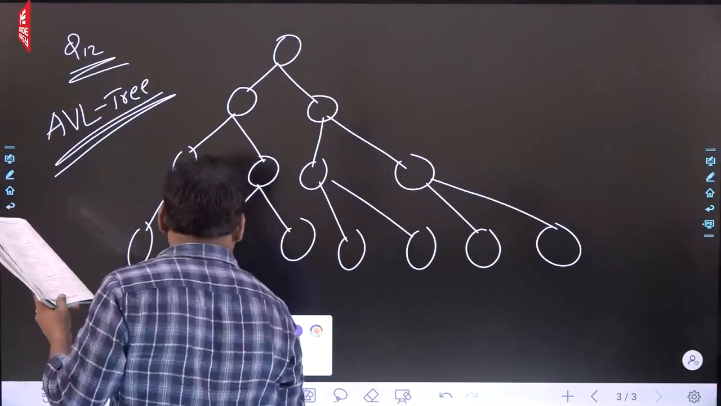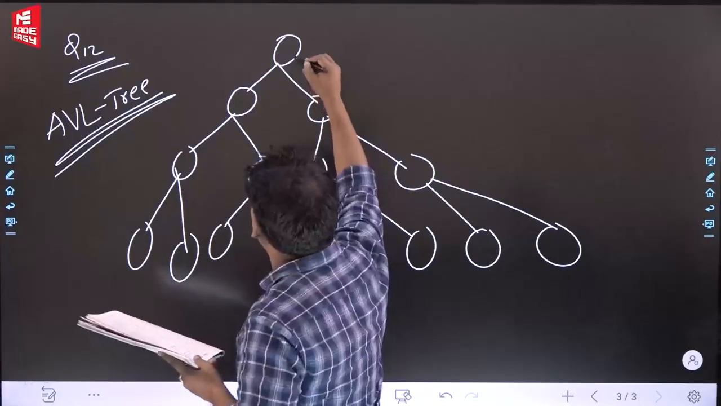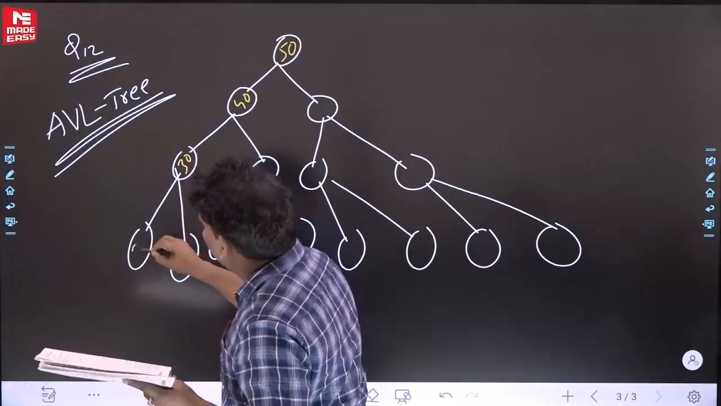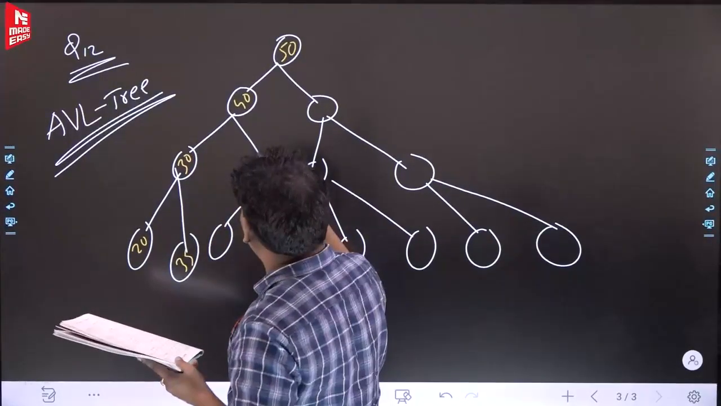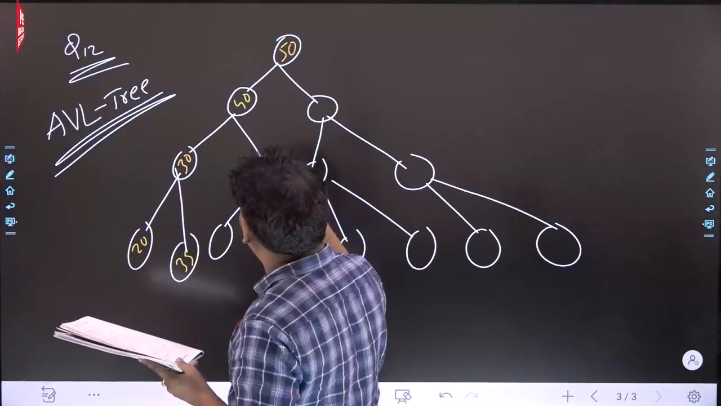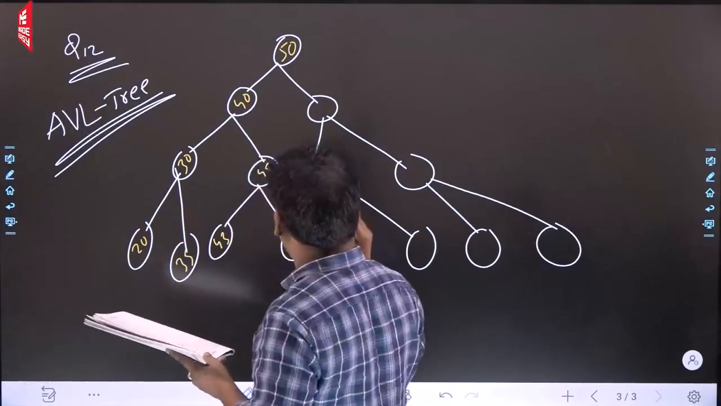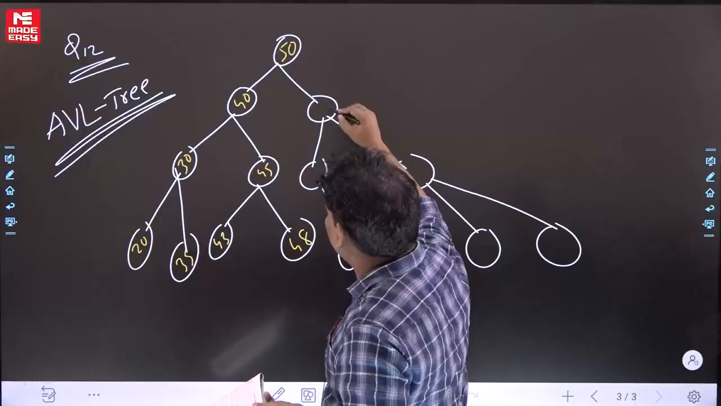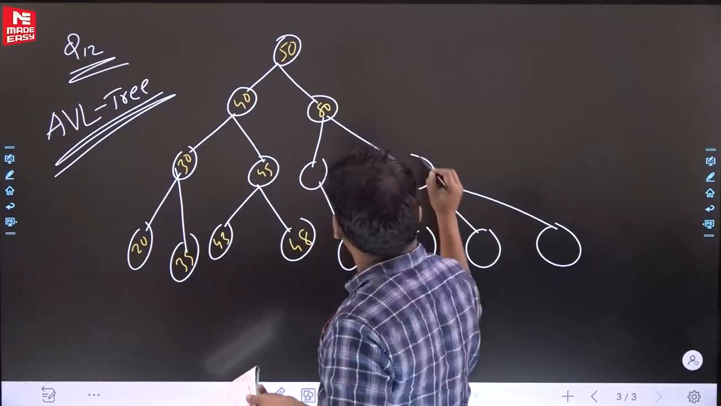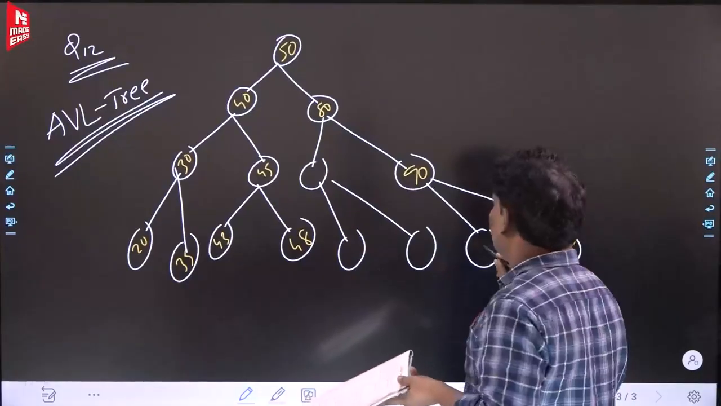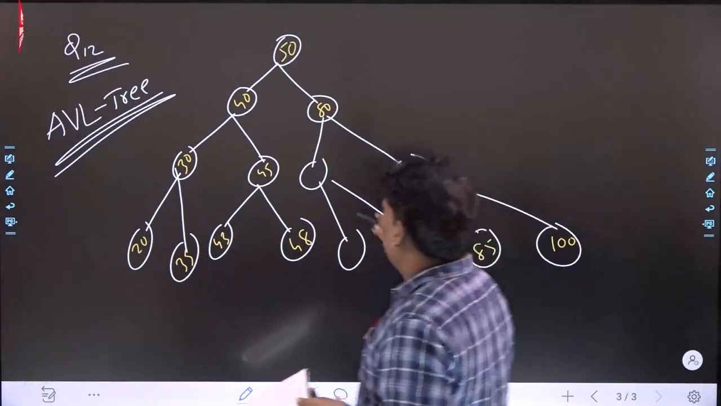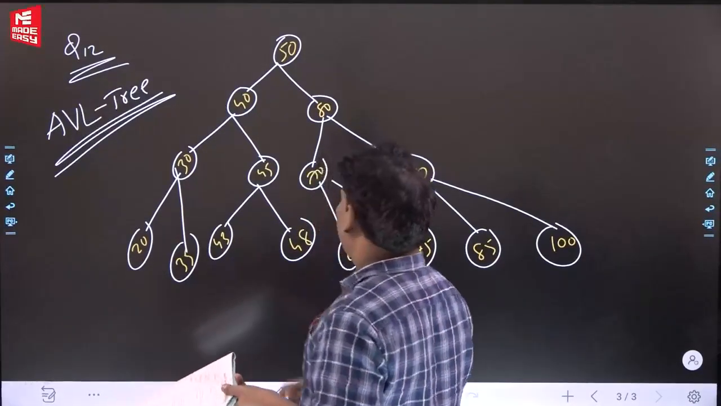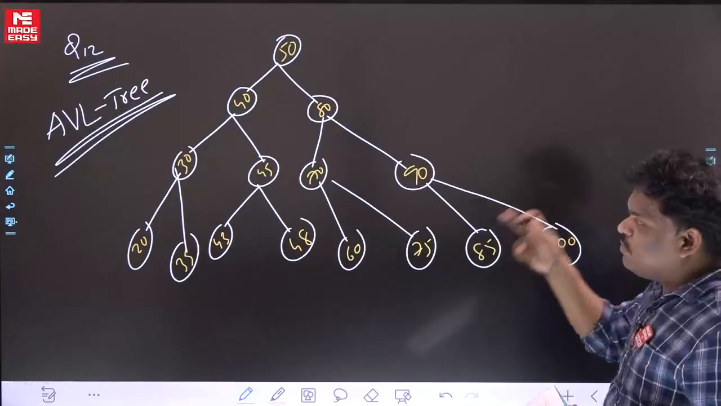Now let me give some values also. What is the meaning of BST? Left smaller, right greater. Let me check here. It is 50, 40, 30, 20, 35. Let us assume here 45, 43, 48. BST means left smaller, right greater, nothing there. Next one: 80, 90, 100, 85, 70, 75, 60. There is a BST, and one more thing, the balanced BST is the AVL tree.